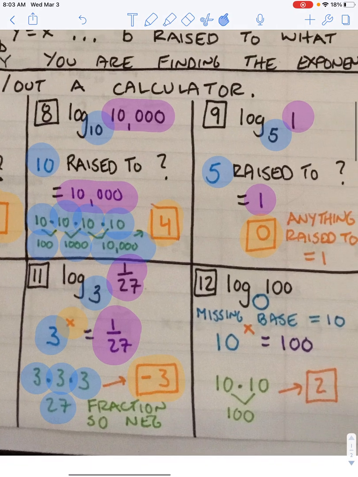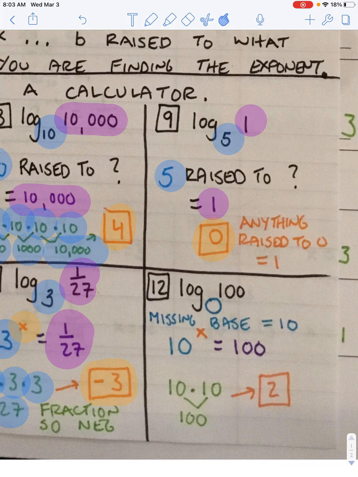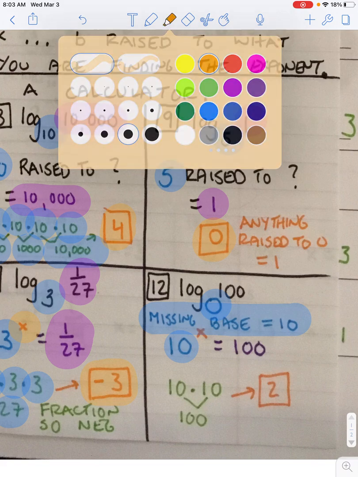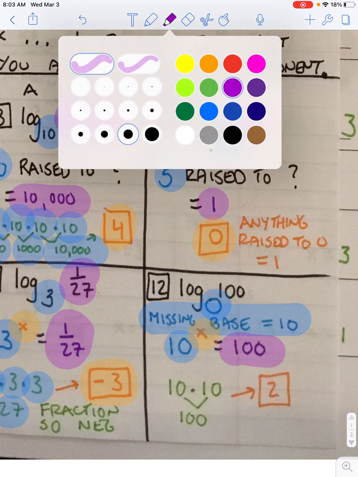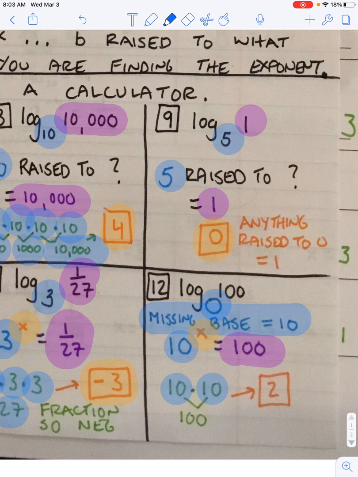And for our last problem here, number 12, again, our base is missing. So if the base is missing, we know that base here is 10. So this is saying 10 raised to what power gives us 100. So log of 100. 10 raised to what power is 100? So all we need to do here is 10 times 10 is 100. How many times did we multiply 10 by itself? 2. And that is all for your notes for today.